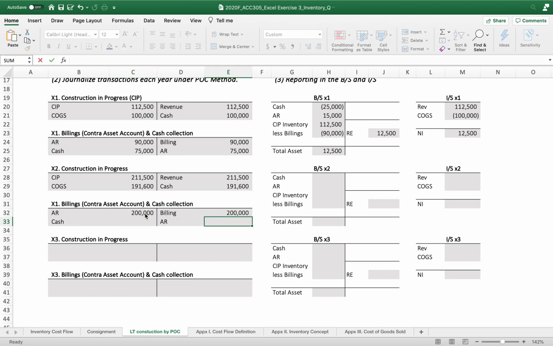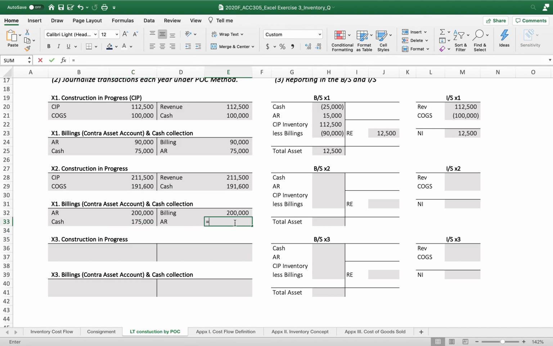Billing is a contra account that reduces the inventory value. We are assuming that the inventory goes out, right? So that is reduced when we bill. That means the inventory goes out. So we reduce the inventory value. So the billing account is a contra account of an asset. Now the cash the company received is $175,000.